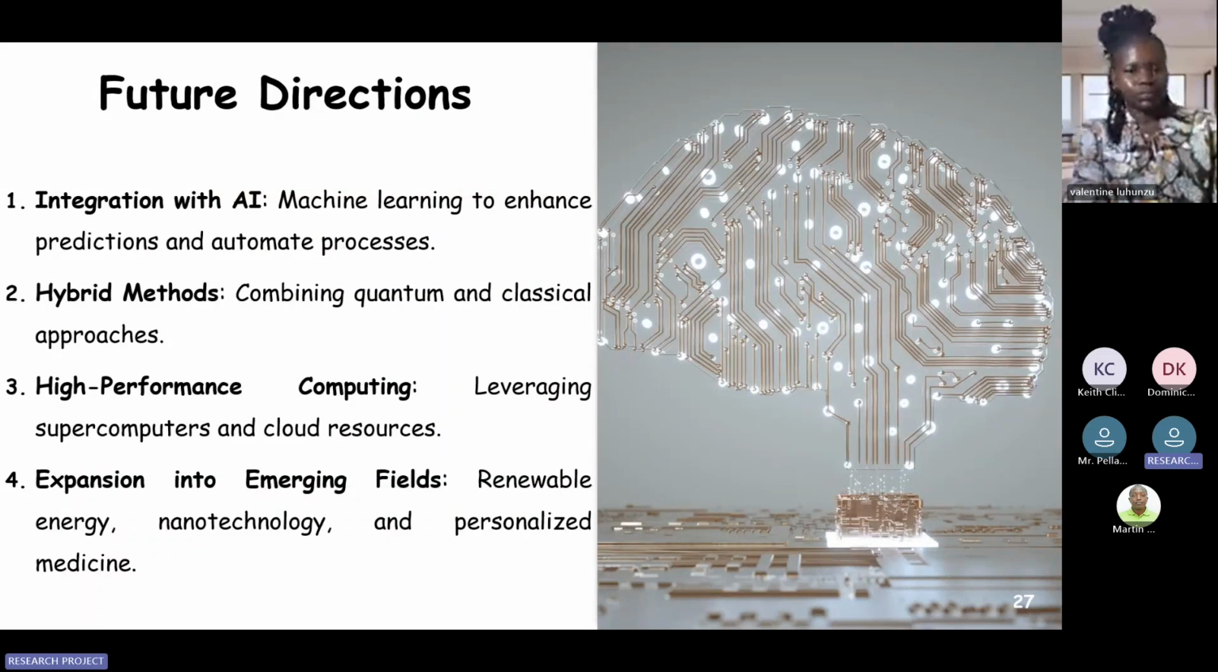So what are some of the future directions that we could be looking at when it comes to computational chemistry? How can we integrate it with AI, things like machine learning, so that we can improve and enhance predictions and automate most of these processes? How are we able to combine quantum and classical approaches of the methods that are used in computational chemistry? And how do we leverage supercomputers and the cloud resources for enhancing high performance computing?